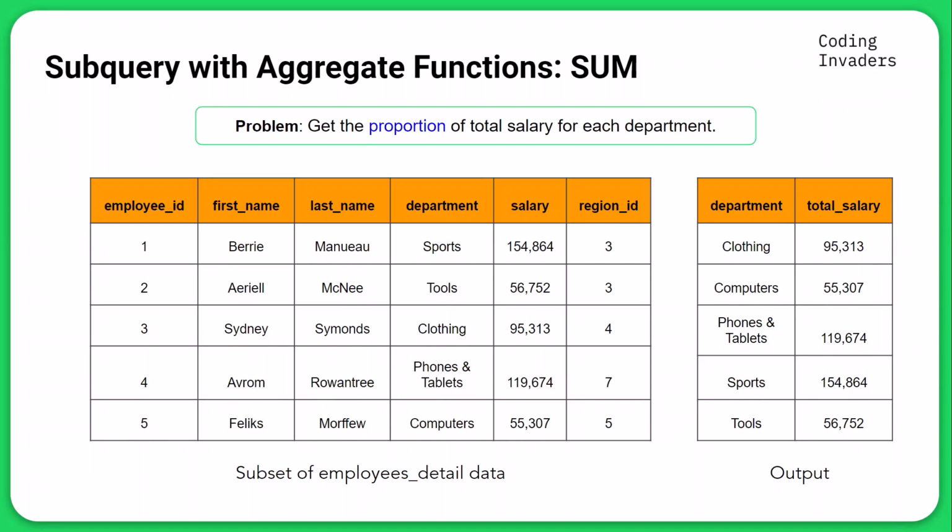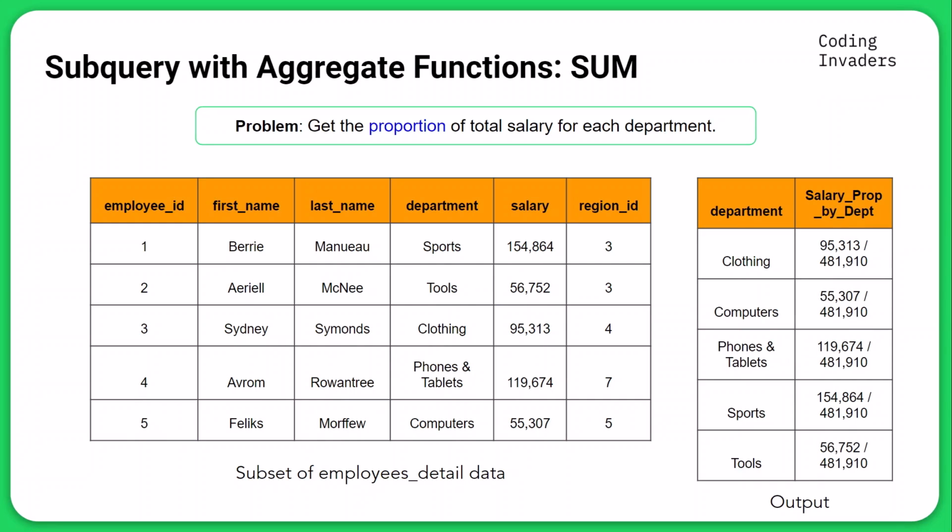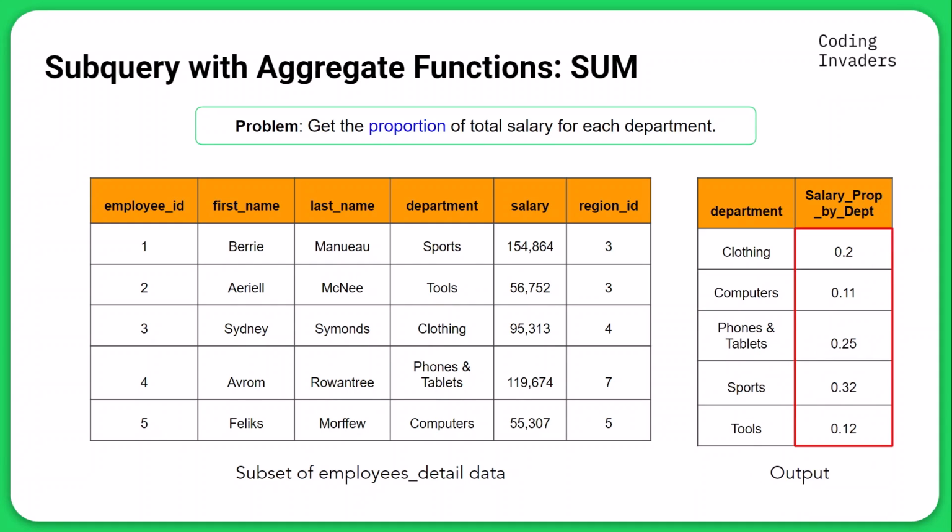We have to get the proportion of total salary, correct? This means we divide each of the values of salary by the sum of these 5 total salaries, which if we calculate is 4,81,910. So if we divide it, we will get this proportion. Like for clothing, we will get 0.2, for computers 0.11 and so on. So now that you got the concept, let's try this with a larger employee detail table on Metabase. As usual, we will see the code and output.